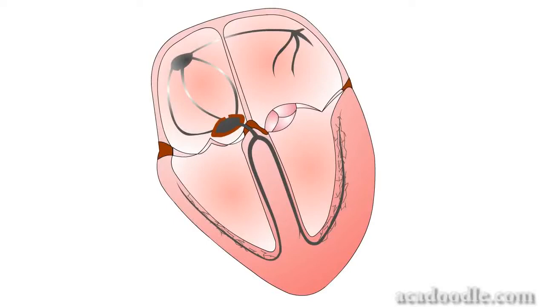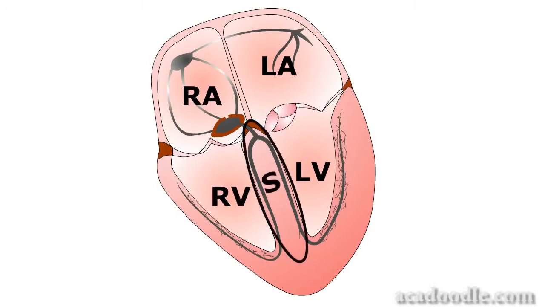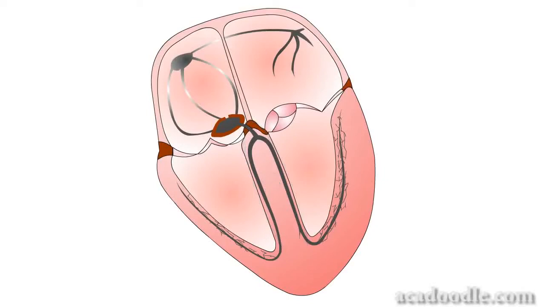The schematic shows the right and left atria, a cut through the muscular walls of the right and left ventricles, with the interventricular septum separating the right and left ventricular chambers. The specialized cardiac conducting system is seen here in grey.